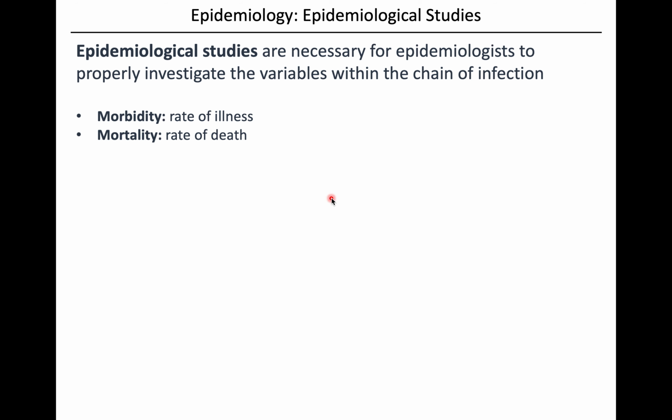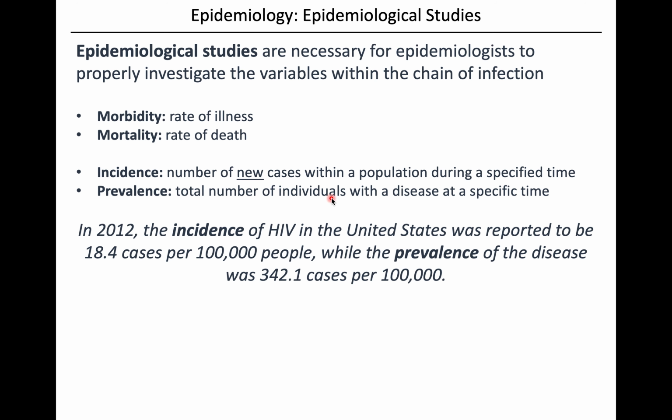Epidemiological studies would be concerned with things like morbidity and mortality, right? Morbidity being the rate of illness, mortality, obviously, the rate of death. They would talk about incidence versus prevalence. Incidence would be the number of new cases that occur in a population during a particular period of time, whereas prevalence would be the total number of individuals that are infected at a very specific time.